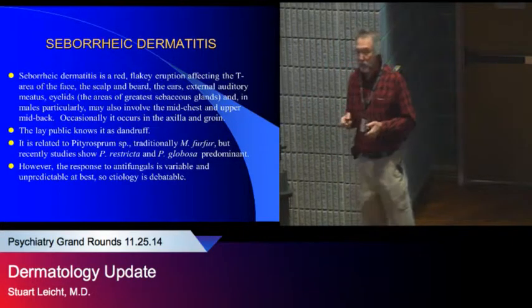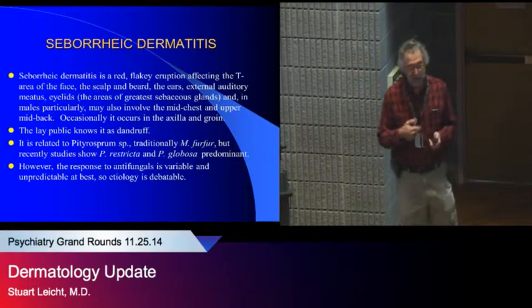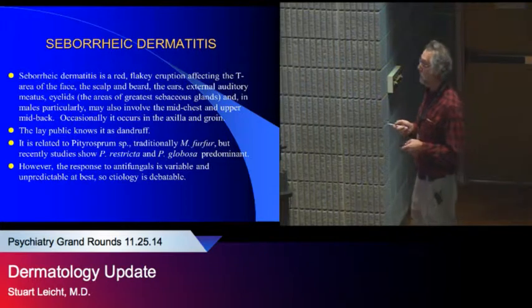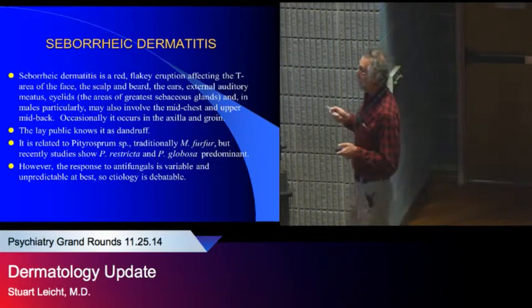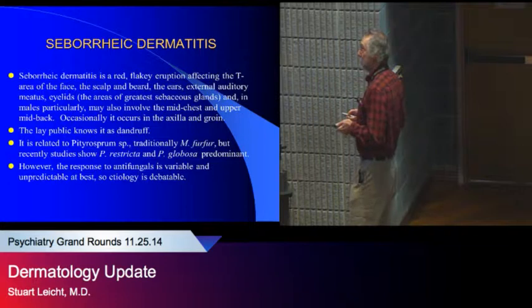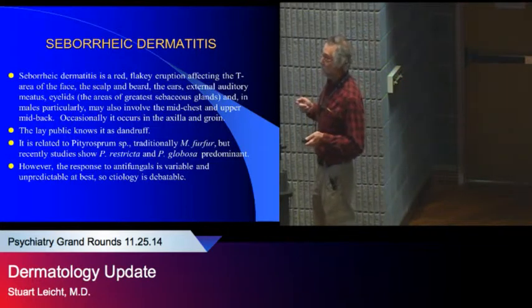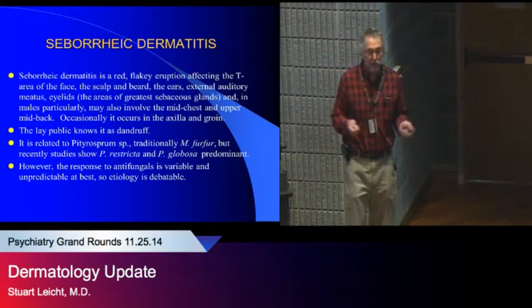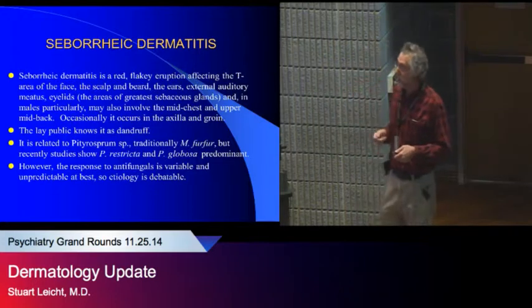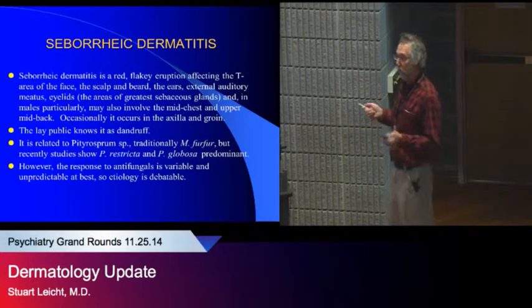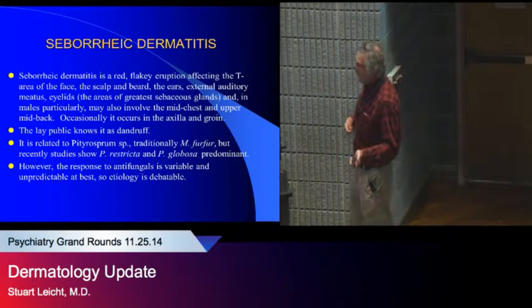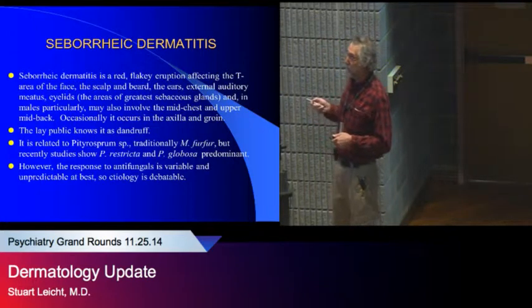And usually only in males we'll see it on the chest and the upper back, where it may initially present that way. Occasionally it can even occur in the axilla and groin. Your patients probably know it as dandruff. I regard dandruff as seborrheic dermatitis and seborrheic dermatitis as dandruff. Some people separate them out. If there's no inflammation, they call it dandruff. If there is, they call it seborrheic dermatitis.